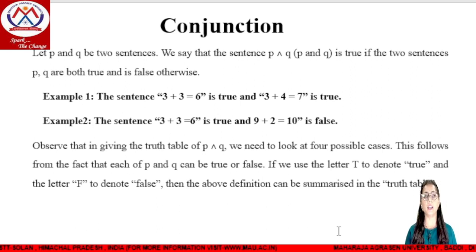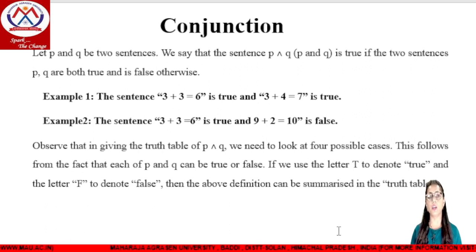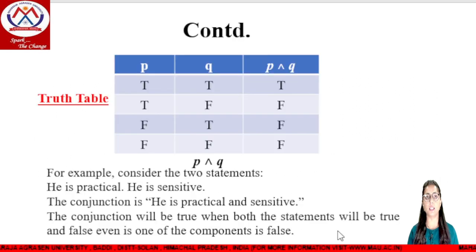So how can we take these two sentences in the truth table using the conjunction? Observing that in giving the truth table of P and Q, we need to look at 4 possible cases. This follows from the fact that each of P and Q can be true or false. If we use the letter T to denote true and the letter F to denote false, then how can we use these definitions in a truth table? So let's see the truth table for the conjunction. Here we have two statements P and Q, so 4 possible cases we have.